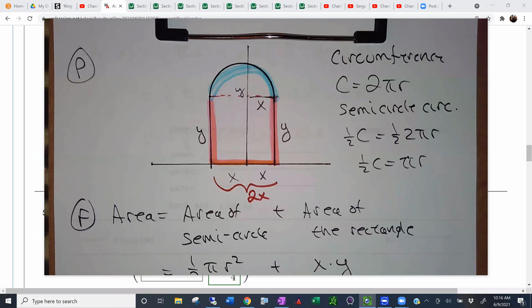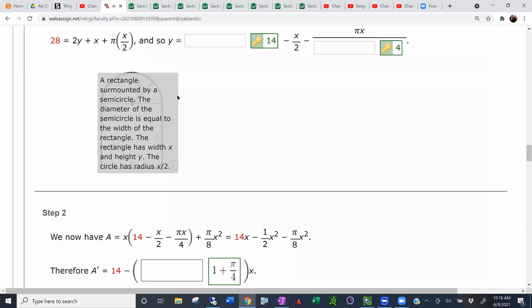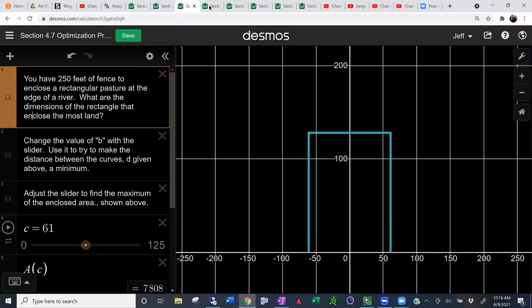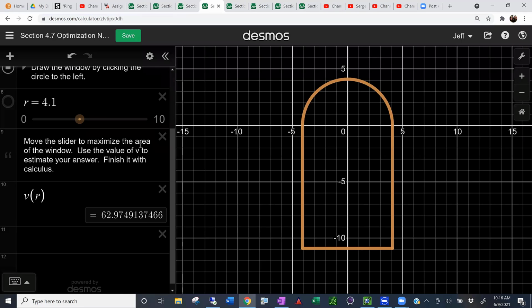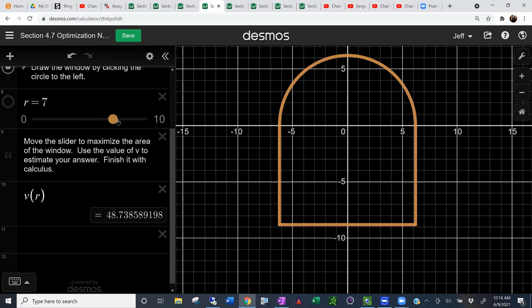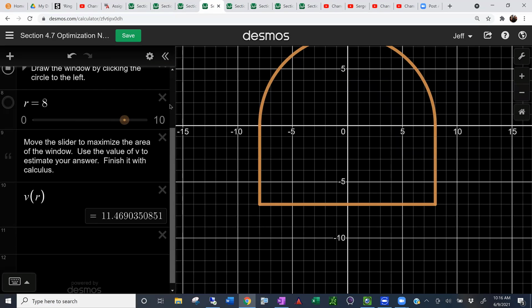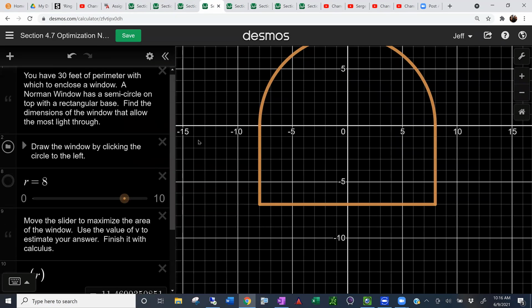Okay, so we're going to work with a Norman window in this problem. A Norman window puts a semicircle at the top of a rectangle. The goal of this one is to try and maximize the viewing area, that is, maximize the light coming through that Norman window. Now that light is going to depend on the shape of the Norman window. And for this problem, we've got a total of 30 feet of perimeter to work with.